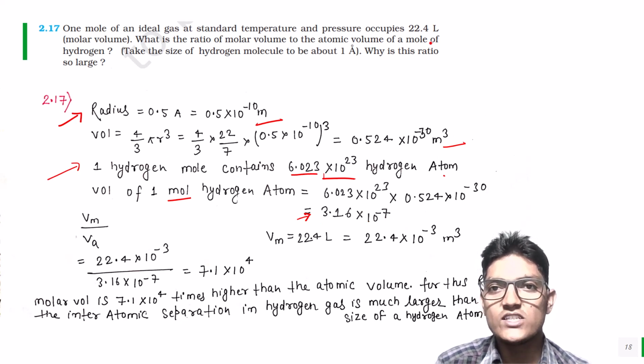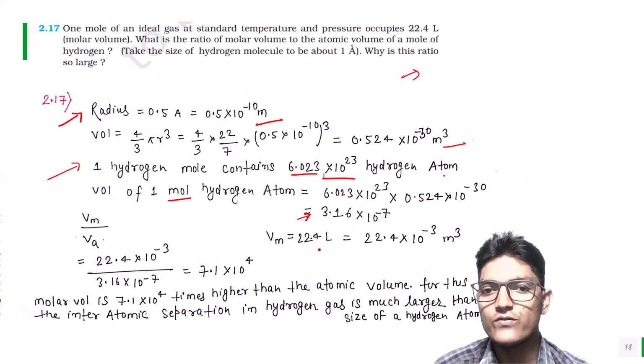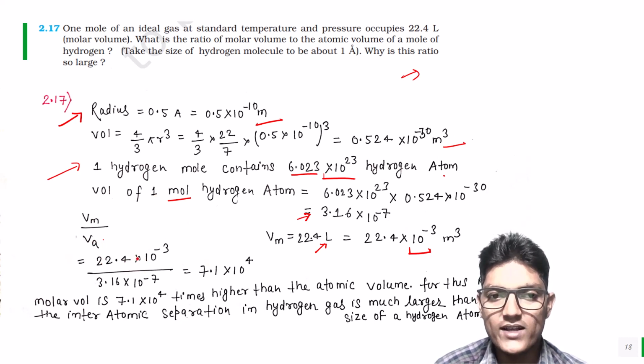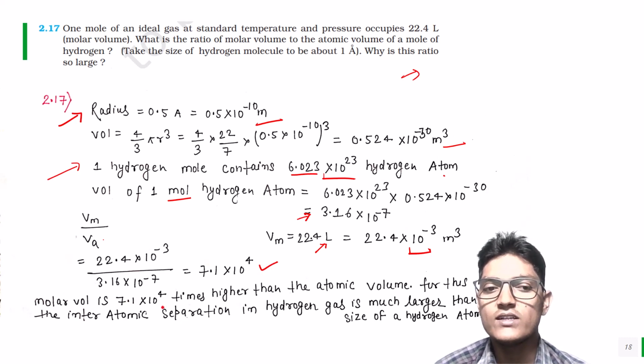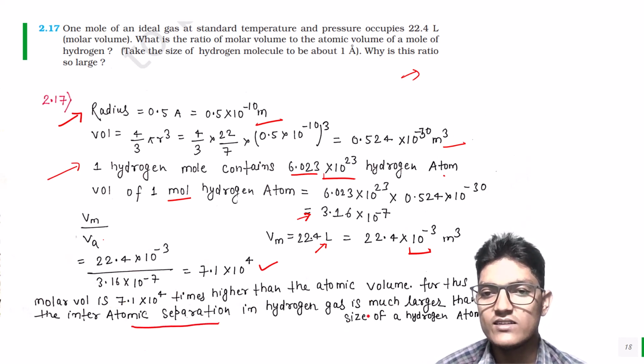And we have to find the ratio, right? Vm upon Va, जहाँ पे Vm कितना है, 22.4 liters is equal to 22.4 into 10 to the power -3. So after dividing, we will get our value 22.4 into 10 to the power -3 divided by 3.16 into 10 to the power -7 is equal to 7.1 into 10 to the power 4. And molar volume is 7.1 into 10 to the power 4 times higher than the atomic volume. So for this reason, the interatomic separation in hydrogen gas is much larger than the size of a hydrogen atom.